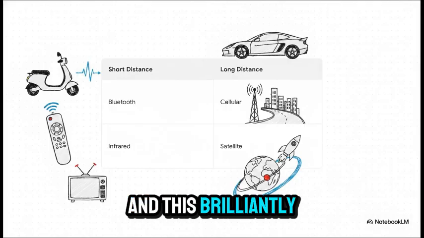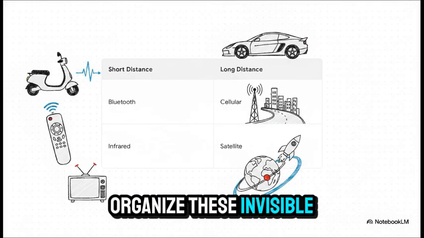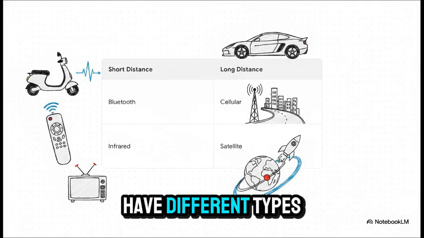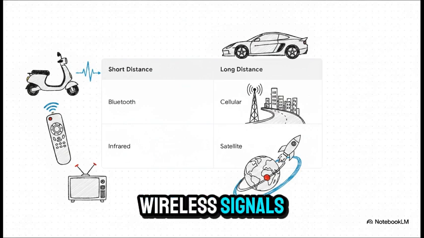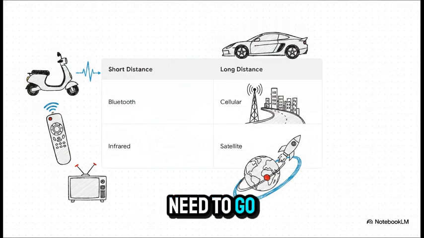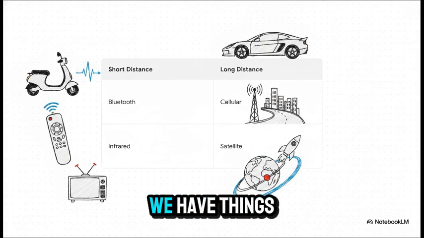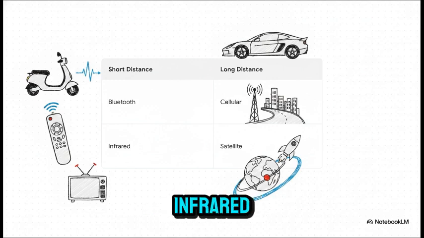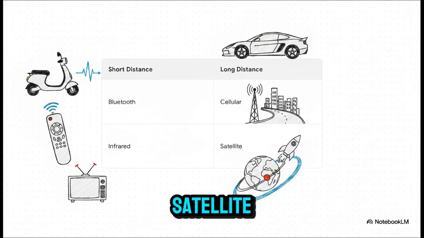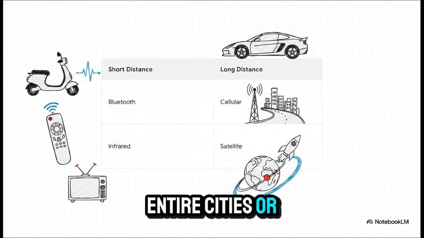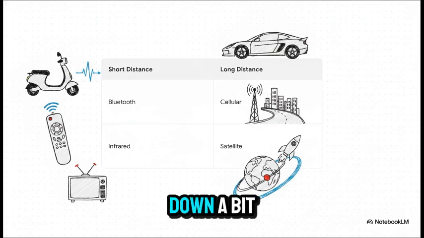And this brilliantly illustrates how we organize these invisible signals. Just like we have different types of vehicles for short trips and long trips, we have different wireless signals based on how far they actually need to go. On the short distance side, we have things like Bluetooth and infrared. These only really travel across a single room. But then on the long-distance side, we have signals like cellular and satellite, which can cross entire cities or even the globe. Let's break these down a bit.